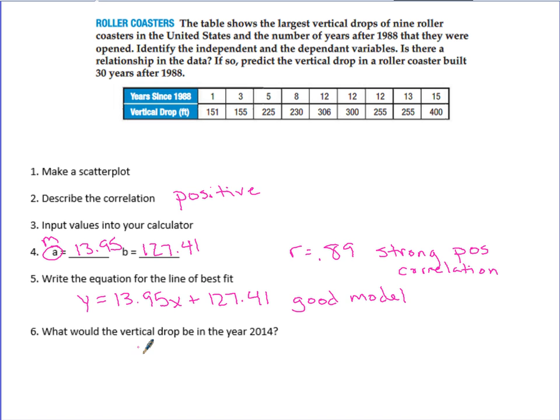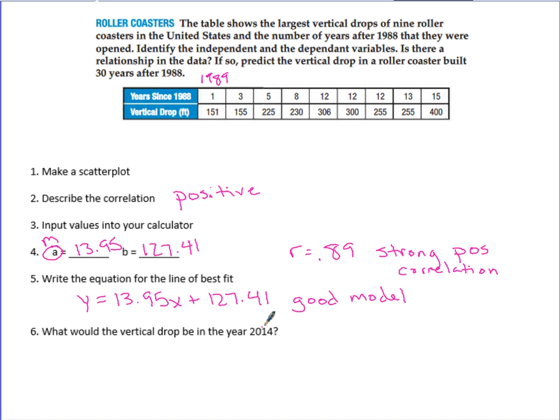So it says, what would the vertical drop be in the year 2014? I have years since 1988 in my table, which means that this one actually means 1989, because it's 1 year after 1988. My table goes up to 15. 15 years after 1988 would be 2003. But the question wants to know what would the vertical drop be in the year 2014. So that's where I'm going to use my equation here.